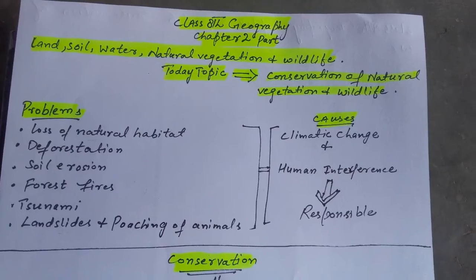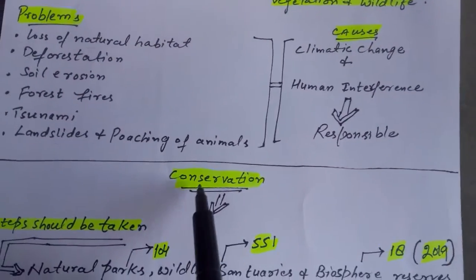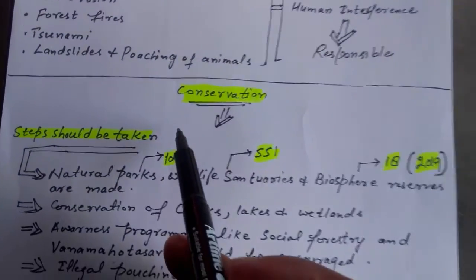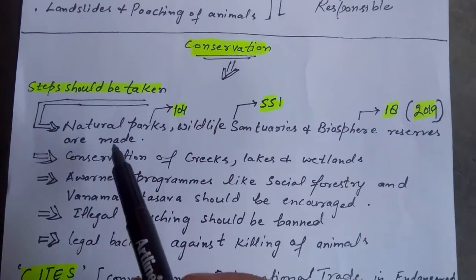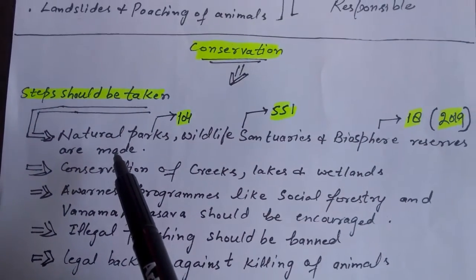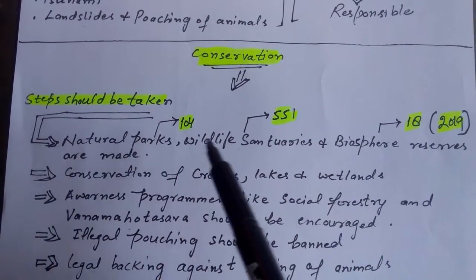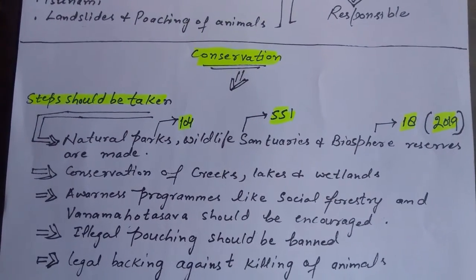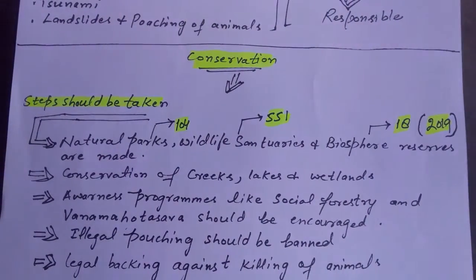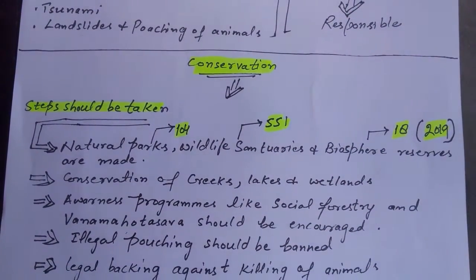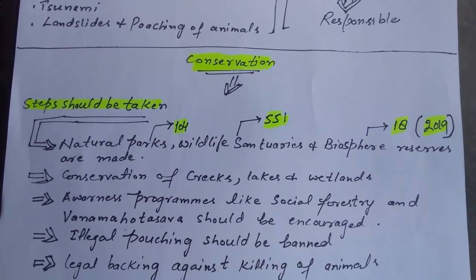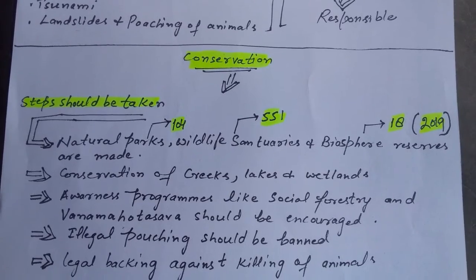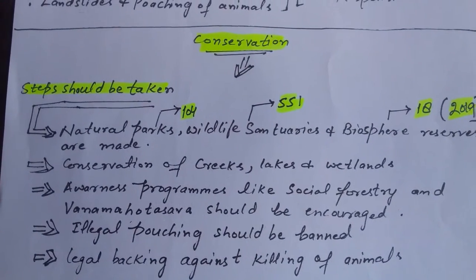Next we will learn about conservation. How can we conserve natural vegetation and wildlife? There are some steps that should be taken by the government as well as by humanity. These steps should be taken by every individual as well as the government. It is a duty and responsibility for all humankind. We must conserve natural vegetation and wildlife because these are interconnected in our ecosystems and closely linked to us.